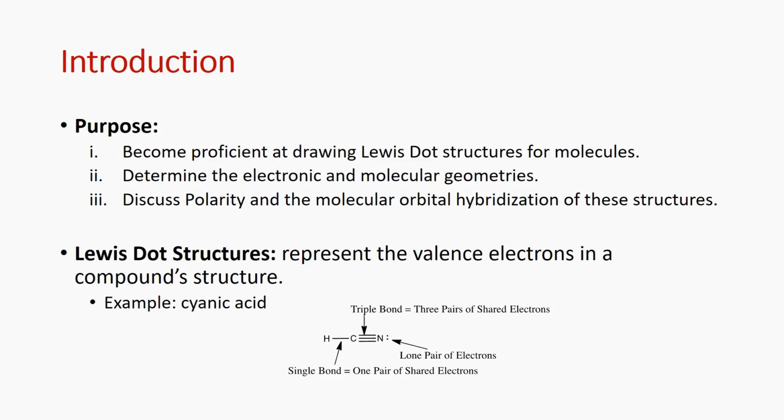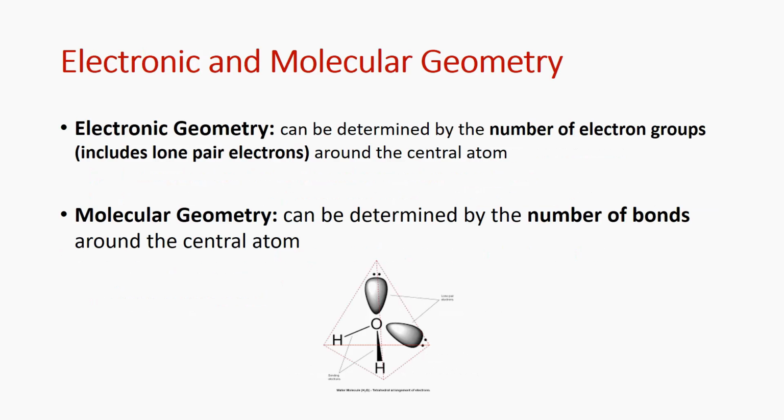Now let's define electronic and molecular geometry. Electronic geometry can be determined by the number of electron groups around the central atom. This includes lone pair electrons. Molecular geometry can be determined by the number of bonds around the central atom. As you can see on the slide, this is the structure of water. The electronic geometry of water would be tetrahedral because there are 4 electron groups around the central atom oxygen. The molecular geometry would be bent because there are 2 bonds around the central atom.